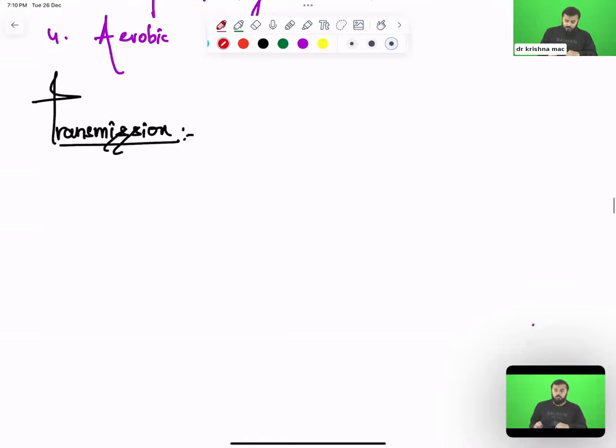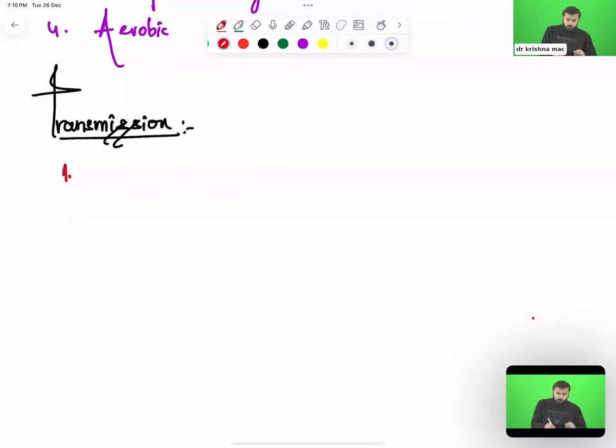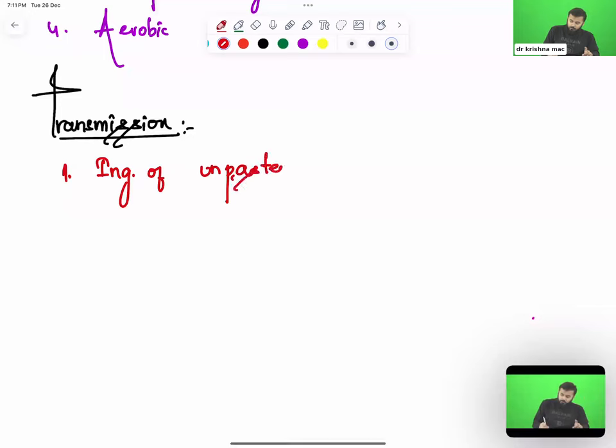Coming to the transmission of this, the first important thing is that there are two types of milk. One is called pasteurized milk. Another one is called unpasteurized milk. If there is ingestion of unpasteurized milk, then you might end up having Listeria.